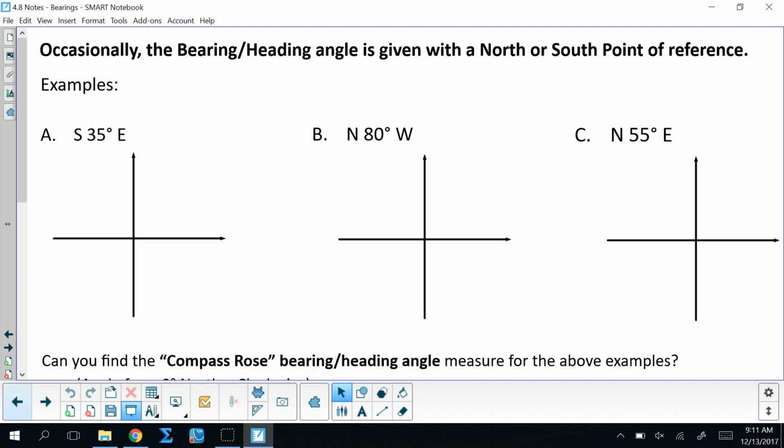So in part A here, what this is saying is that I am headed south with a 35-degree angle to the east. S 35 degrees E means I'm headed south, and I'm angled 35 degrees to the east. So on a graph, that would be I'm headed south with a 35-degree angle to the east.